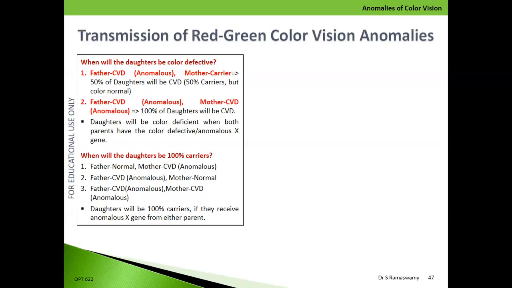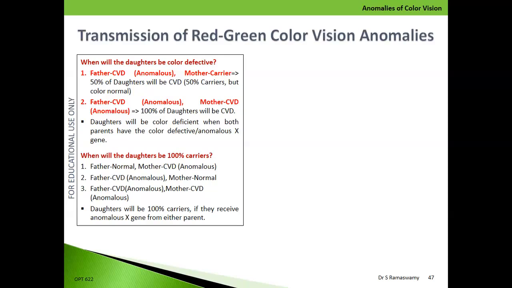The next is, when will the daughters be 100% carriers of the gene? So the daughters would be carriers when the dad is normal and the mother is color defective, when the dad is color defective and mother is normal, or when the dad is anomalous, that is color defective, and mother is also color defective. So in these cases, the daughters will receive the anomalous gene. So the daughters will be 100% carriers if they receive the anomalous gene from either parent.